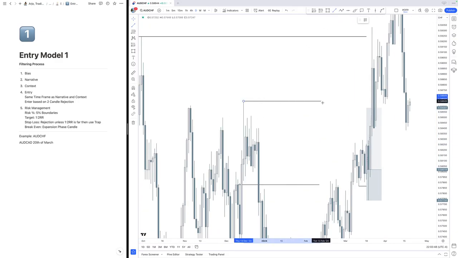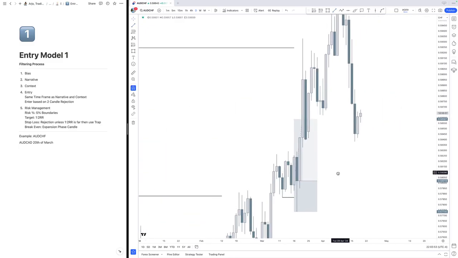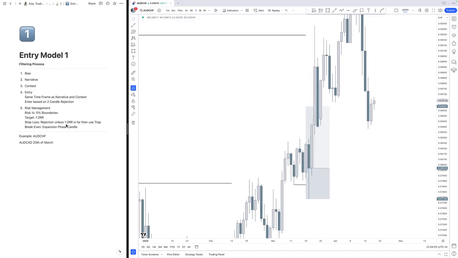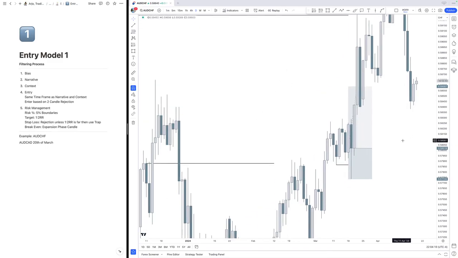Even before this swing high, we have a 1 to 2 RR. Perfect. That is exactly what I want to see. Then I can target 1 to 2 RR comfortably. Now let's say we didn't have a 1 to 2 RR right here and we couldn't comfortably target a 1 to 2 RR. What would we do? If the 1 to 2 RR is far, so it's not within that drawn liquidity, then use the trap analogy.